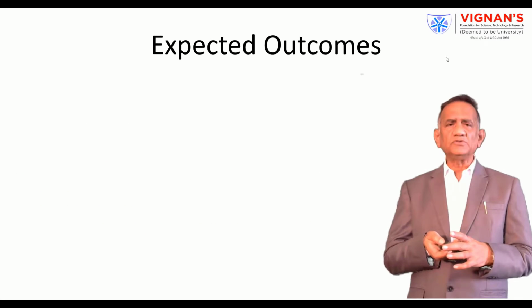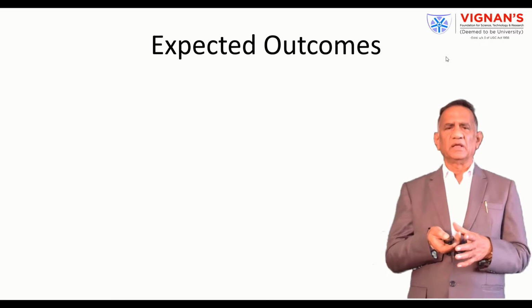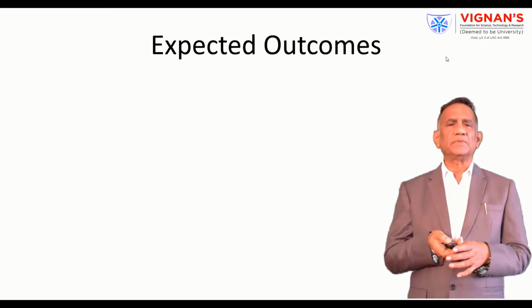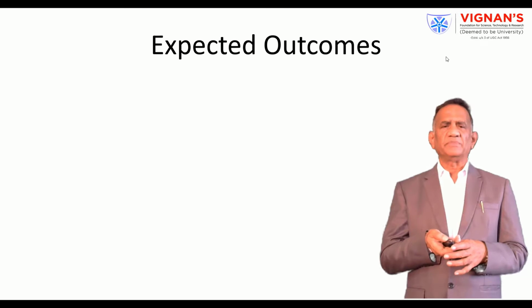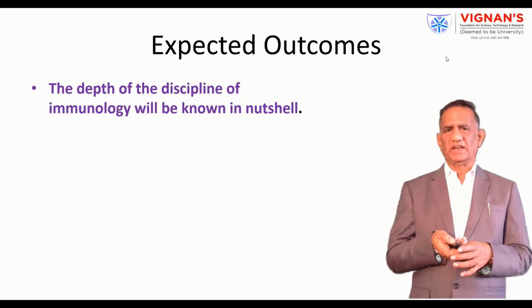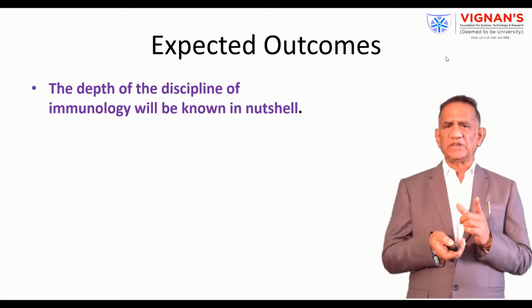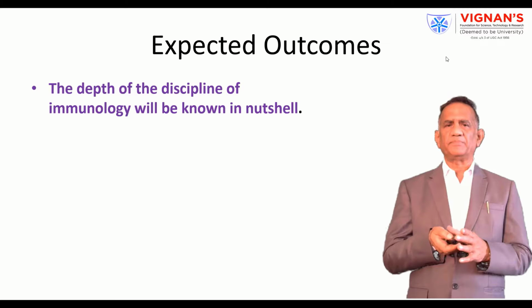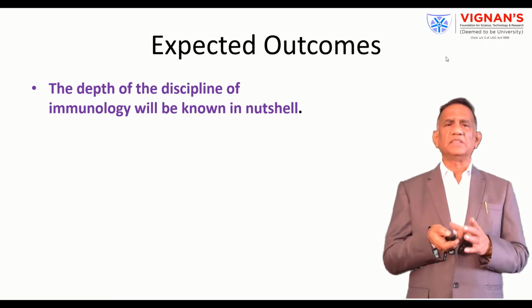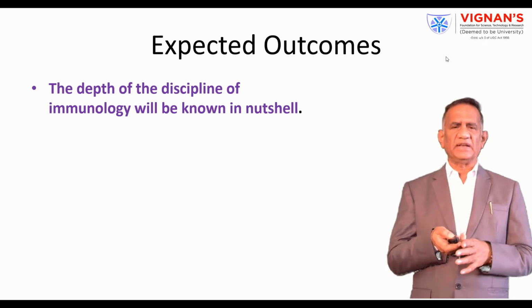After having gone through around 15 to 20 slides in this first unit, first topic, these are the expected outcomes that we anticipate from the learners. The depth of the discipline of immunology will be known in a nutshell. This is only the first slide. Once we complete nearly 30-35 slides, the detailed depth of the discipline of immunology will be known to all the learners. So in the first slide itself, we will have some information in a nutshell.